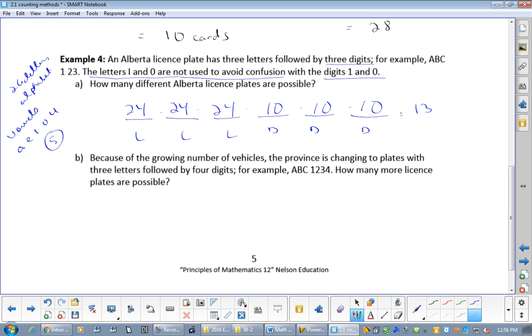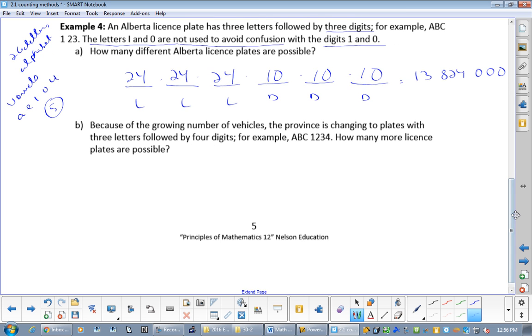So 13,824,000. So you can see this being a multiple choice question, right? You got it?